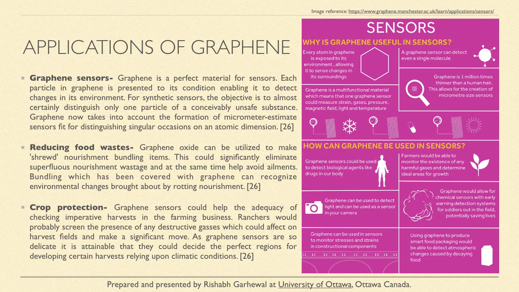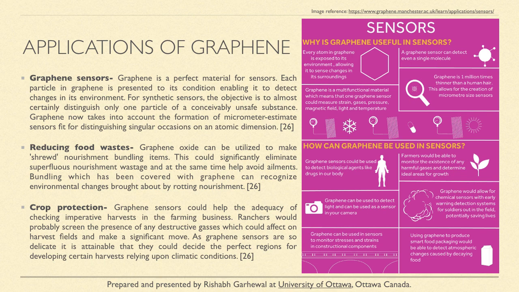Reducing food wastage. Graphene oxide can be used to create smart food packaging products. This could dramatically cut down on unnecessary food wastage and simultaneously help prevent illness. Packaging which has been coated with graphene has the ability to detect atmospheric changes caused by decaying food.